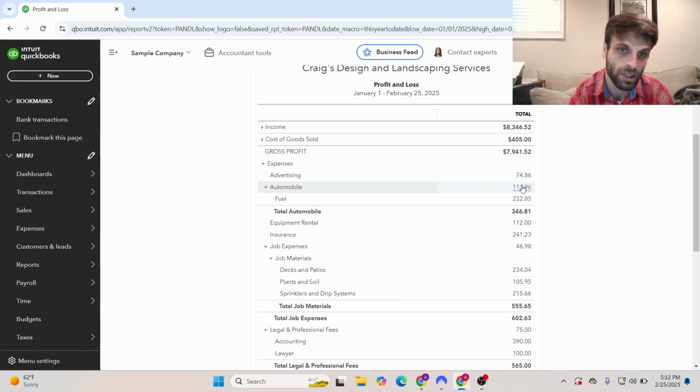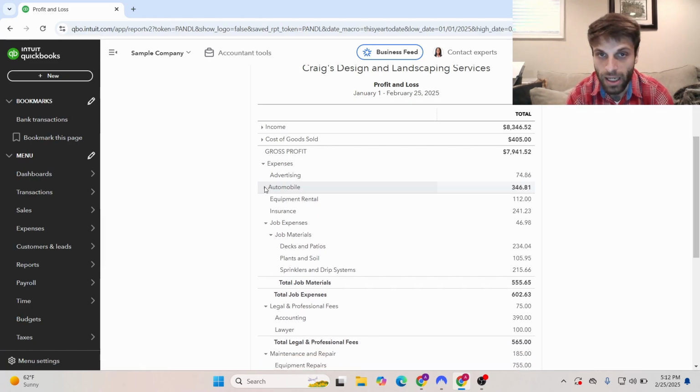So this line could be oil changes, parking for whatever reason, right? Permits, anything like that. Car wash. Yeah. So we have advertising, automobile, and we have equipment rental, maybe for a trenching machine or any kind of digging equipment, right? Maybe an auger or something. Insurance. This is another line here.